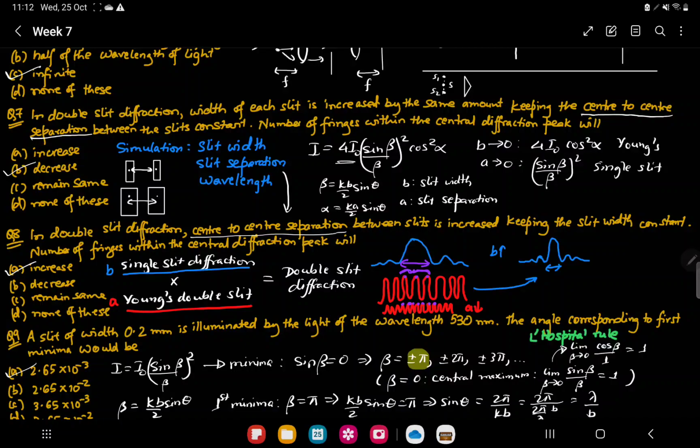Also, if the slit separation is increased, keeping the slit width constant, then the number of fringes in the central diffraction peak will increase. Why? Because if we increase the slit separation, then the fringe width for the Young's double slit part decreases. Fringe width decreases, that means the fringes are closely spaced and we will see more fringes within the central diffraction peak.